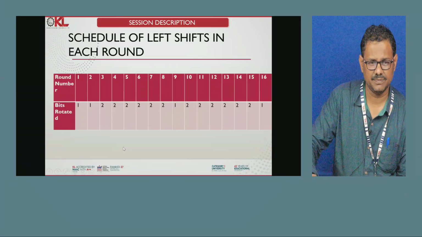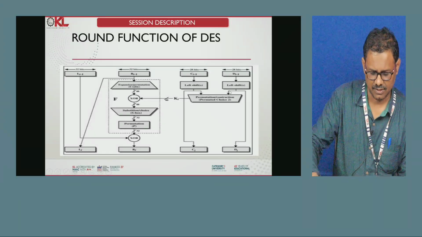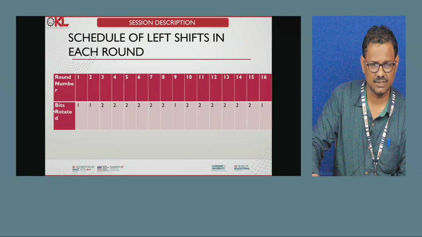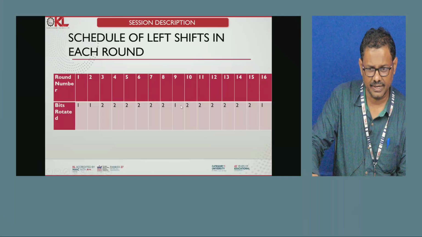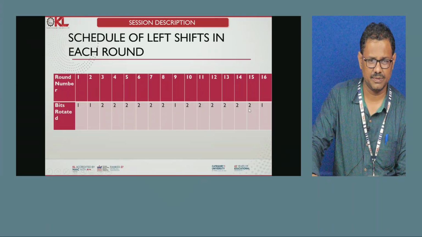This is the schedule for how many shifts we are seeing here, the left shifts. So how many bits are rotated? In round number 1 it should be only 1 bit, round 2 also only 1 bit, round 9 also 1 bit, round 16 also 1 bit, but in the remaining rounds we are getting 2 bits rotated. Okay, that is the schedule of left shifts in each round.